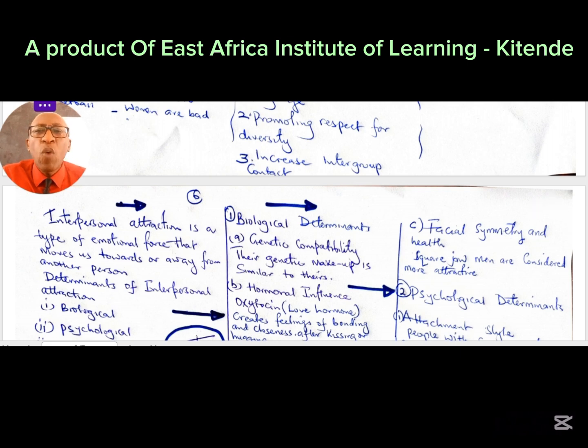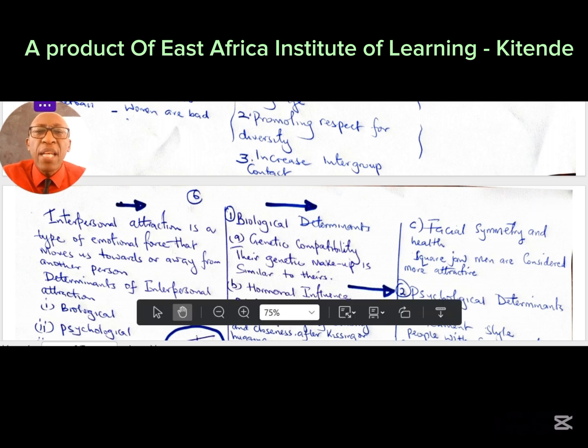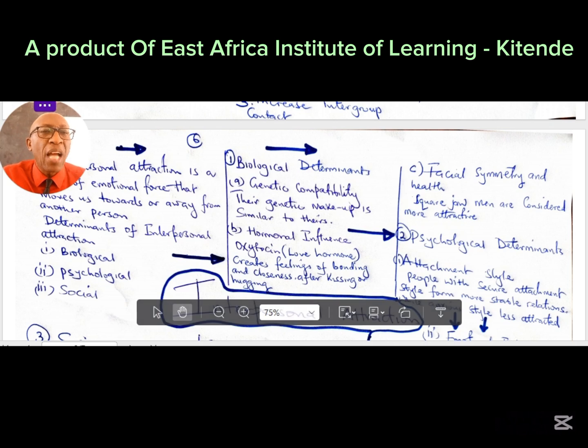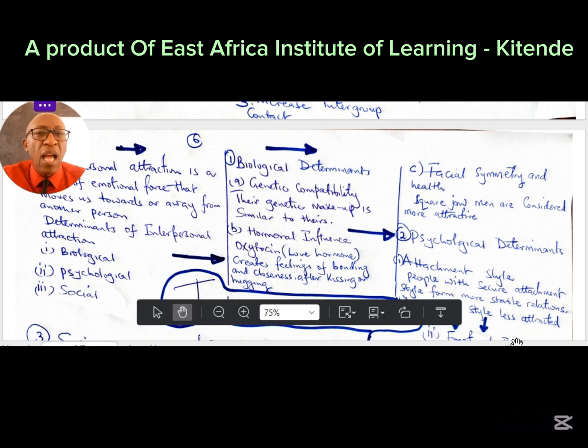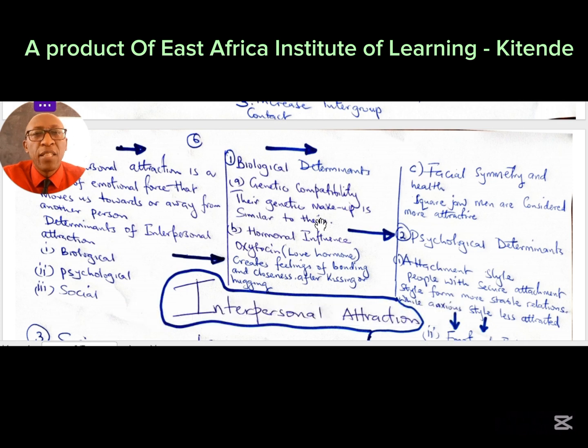Now, there are what we call determinants of interpersonal attraction, and there are three. One, biological determinant. Two, psychological determinant. And three, what we call the social determinant. Let's start off with biological determinants. Biological determinants fall into about three subcategories. The first one we call genetic compatibility.